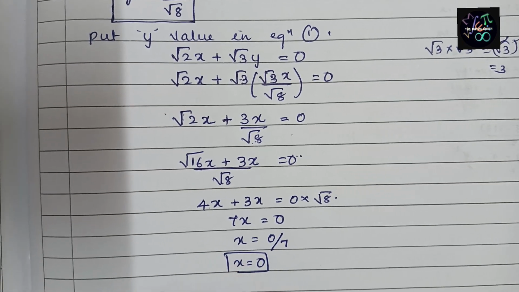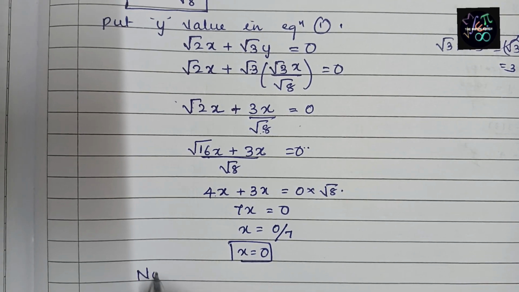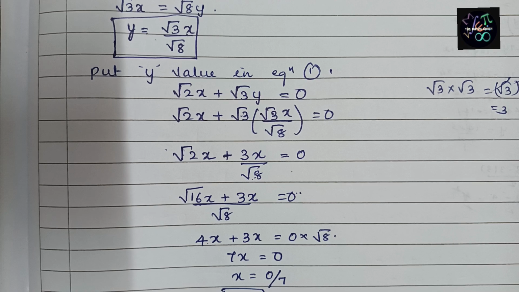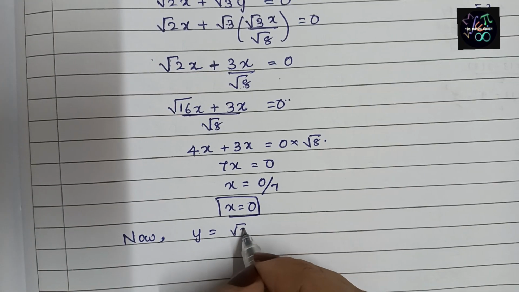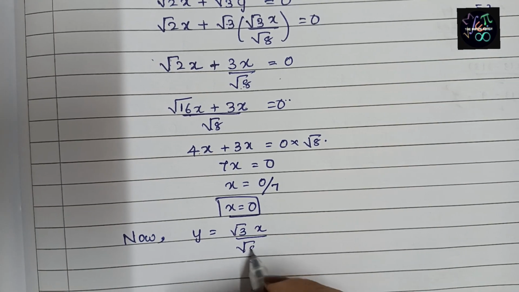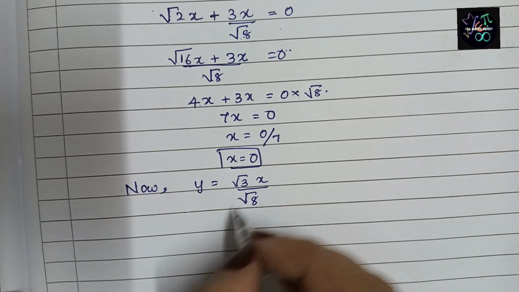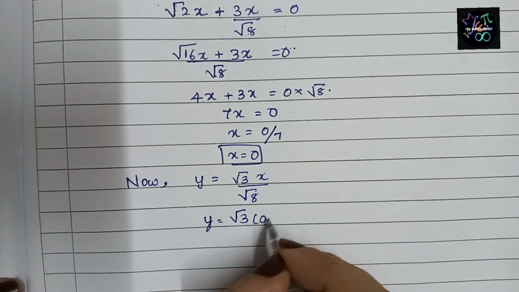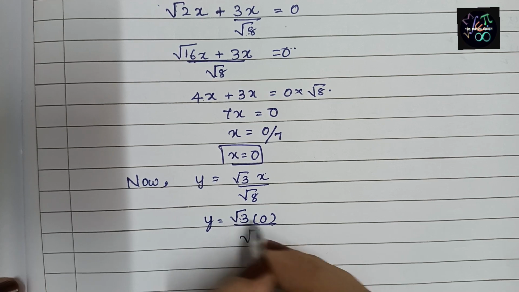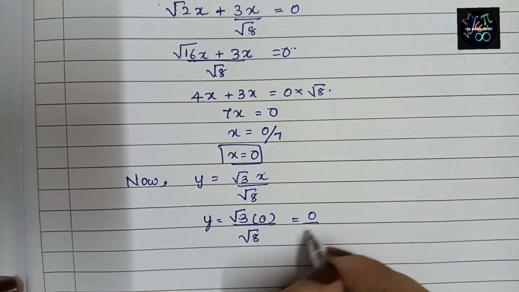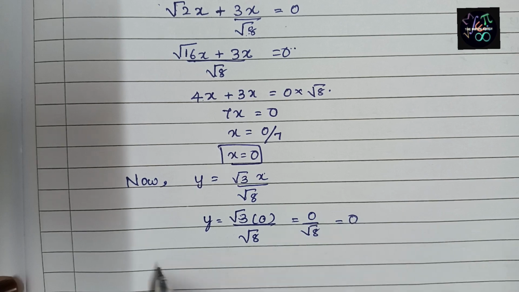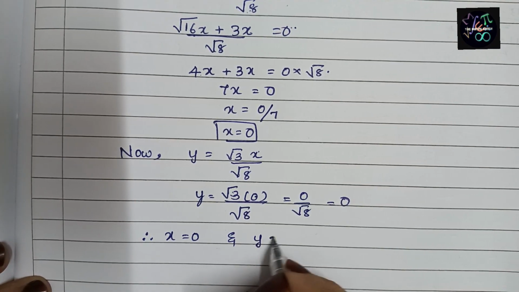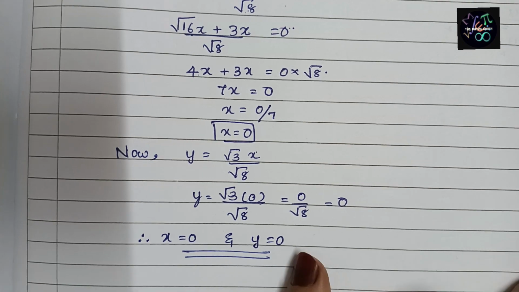Now we got the x value. Now let us find the y value. Now y we have here. I'll write that y is equal to root 3x upon root 8. Okay. So y is equal to root 3 as it is. X value is 0, upon root 8. Any number multiplied by 0 is 0. So 0 by root 8 is also 0. Therefore what we got? X is equal to 0 and y is also equal to 0. Let us see the next question.